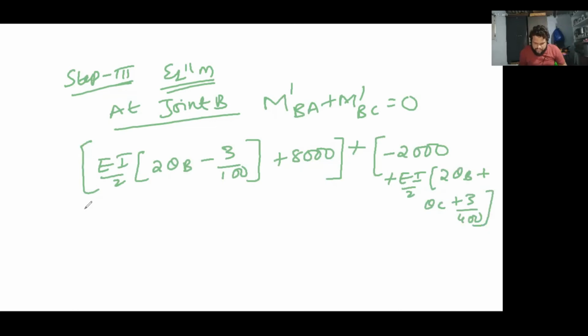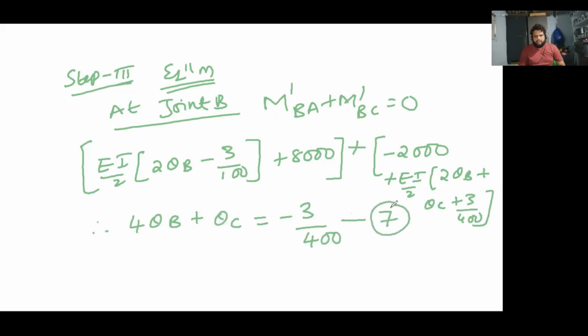Now if I solve this equation, I will get 4 theta B plus theta C equal to minus 3 by 400. You please solve it. 4 theta B plus theta C equal to minus 3 by 400. So this will be my equation number 7.